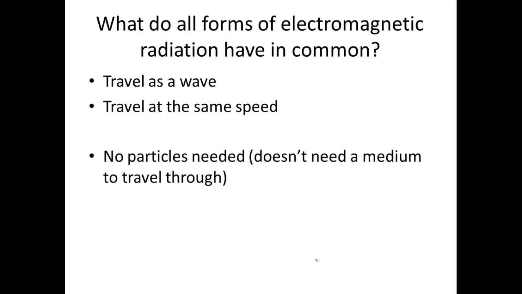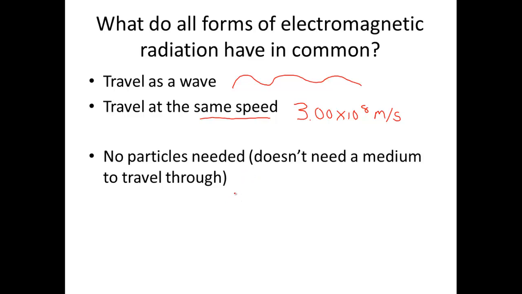What do they all have in common? They travel as a wave. So all electromagnetic radiation travels as a wave. They travel at the same speed. That'll be our next thing we talk about. 3.8 times 10 to the 8th meters per second is how fast all electromagnetic radiation travels, and they don't need a medium to travel through. So as we're going, they don't need any space. They can travel through a vacuum.